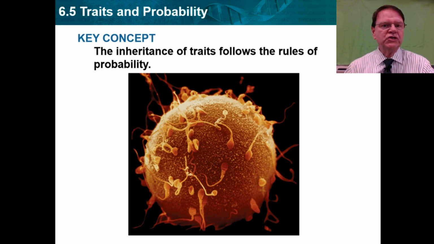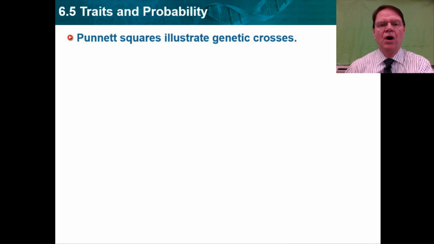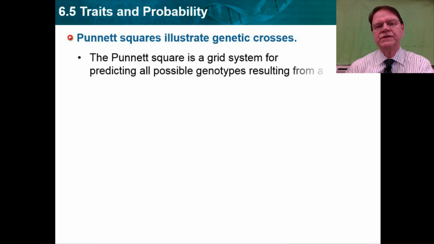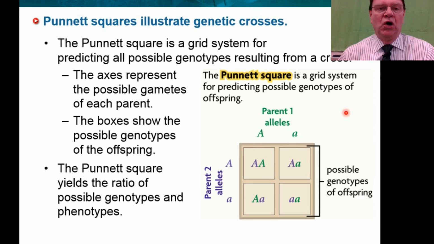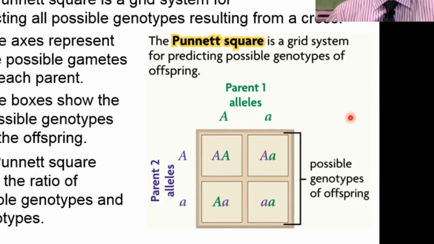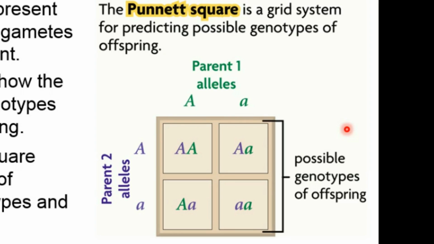And so the question that arises at the beginning of our study of genetics is, to what extent can the inheritance of traits be predicted? Well, in order to study probability of events occurring in biology, we use a technique known as a Punnett Square, and it's a grid system that's used for predicting possible genotypes resulting from a cross of one individual to another.